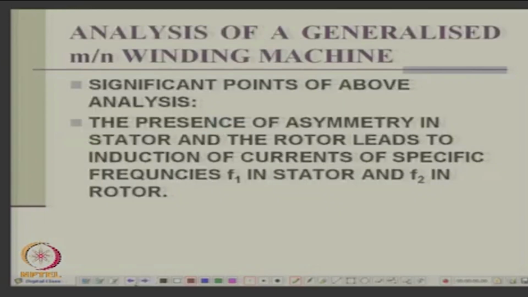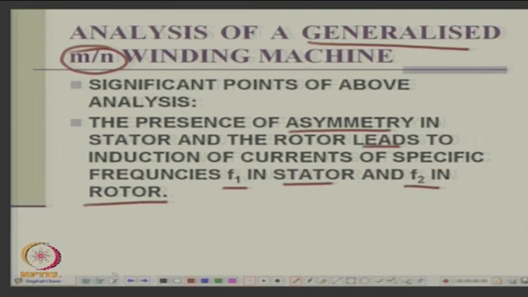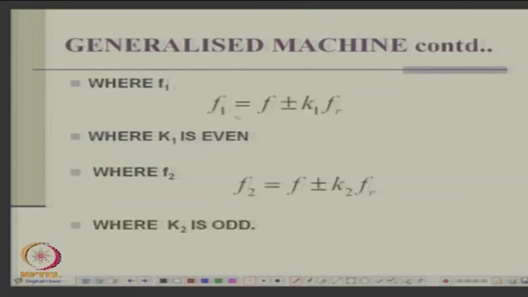Now, if I have one winding, why not have a generalized M-N winding? I have M stator windings and N rotor windings, arbitrarily displaced. The presence of asymmetry leads to frequencies F1 in the stator and F2 in the rotor. This is what we know, it is repeated. So, F1 equals F plus or minus K1 Fr, where K1 is even, and for K2 Fr, K is odd.